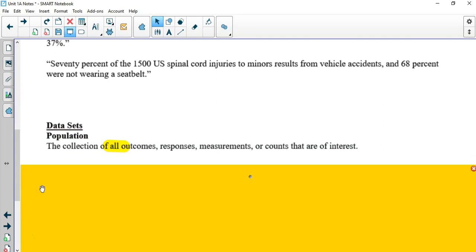All right. Data sets. A population is a collection of all the outcomes, responses, measurements, or counts that are of interest. Okay? The keyword is all there. You might want to circle that, underline it, because that is the population. It's the entire thing. So if you think about the population of the United States, or the population of Missouri, or the population of Rockwood Summit, it's everybody there.